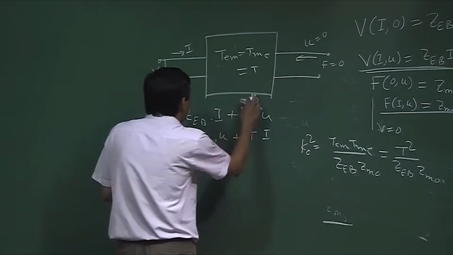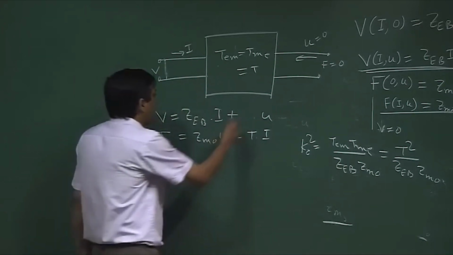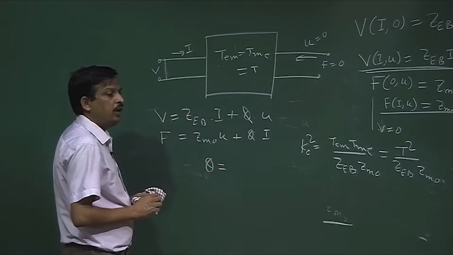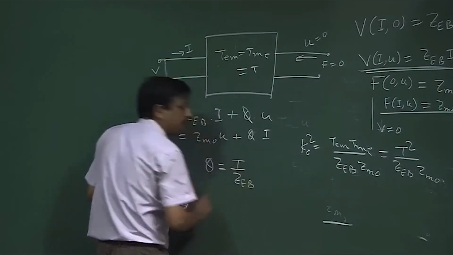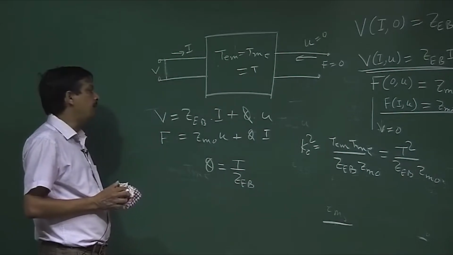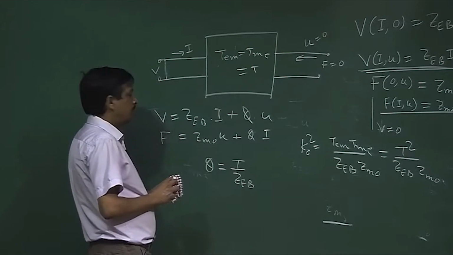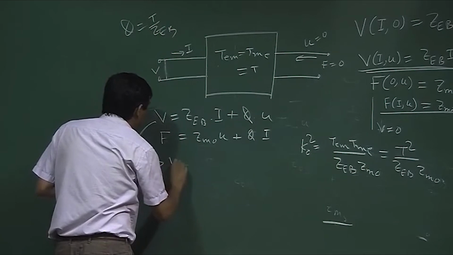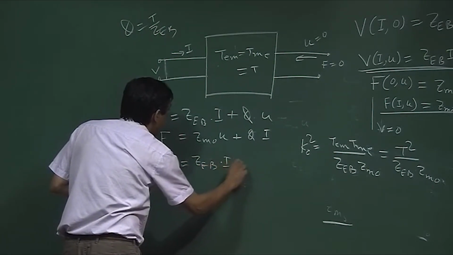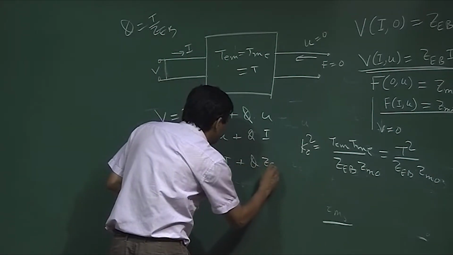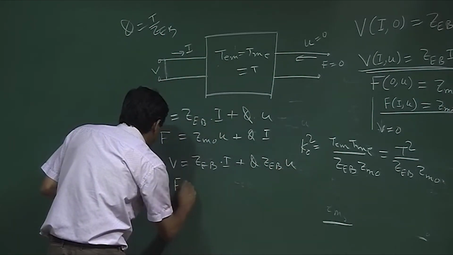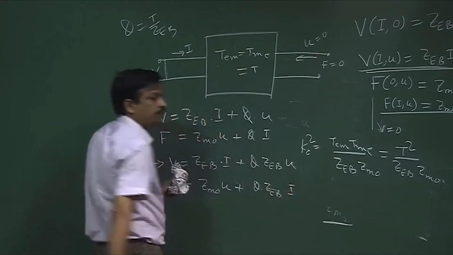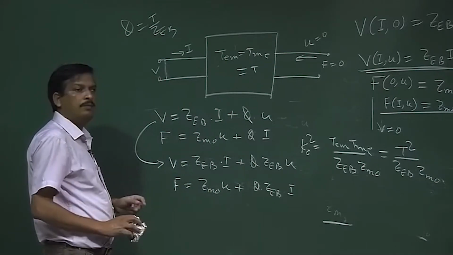Okay, I replace this T by a transduction factor phi, where phi is equal to T by ZdV. So I can write this equation, taking phi equal to T by ZdV. Then V is equal to ZdV into I plus phi into ZdV into U, and F is equal to ZMO into U plus phi into ZdV into I.